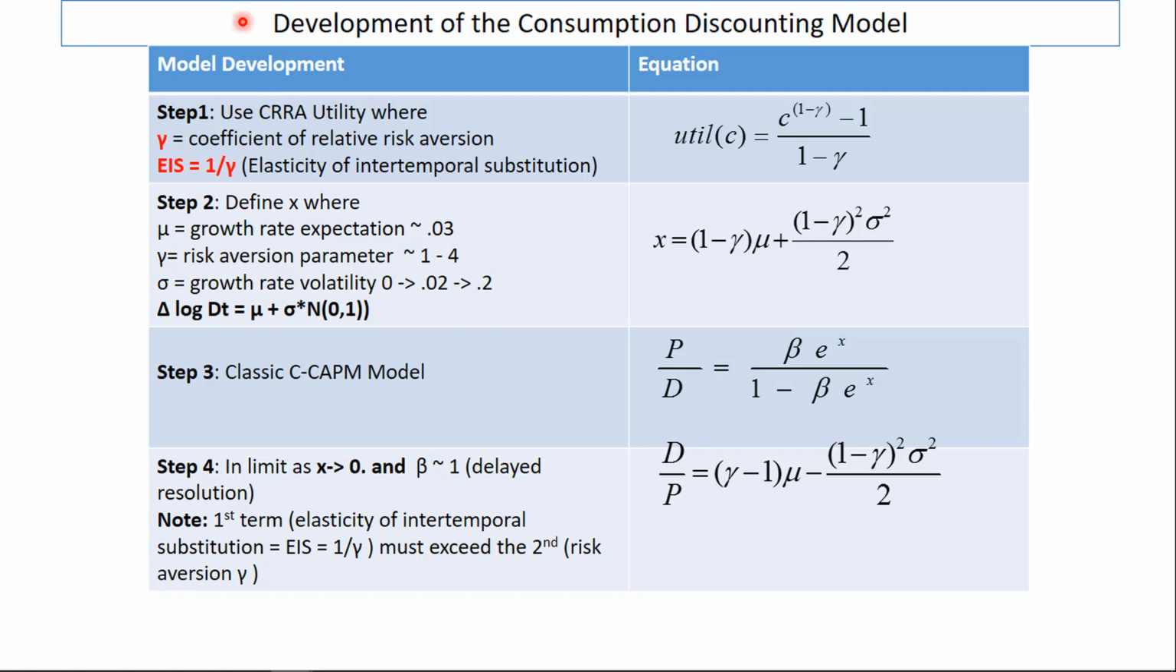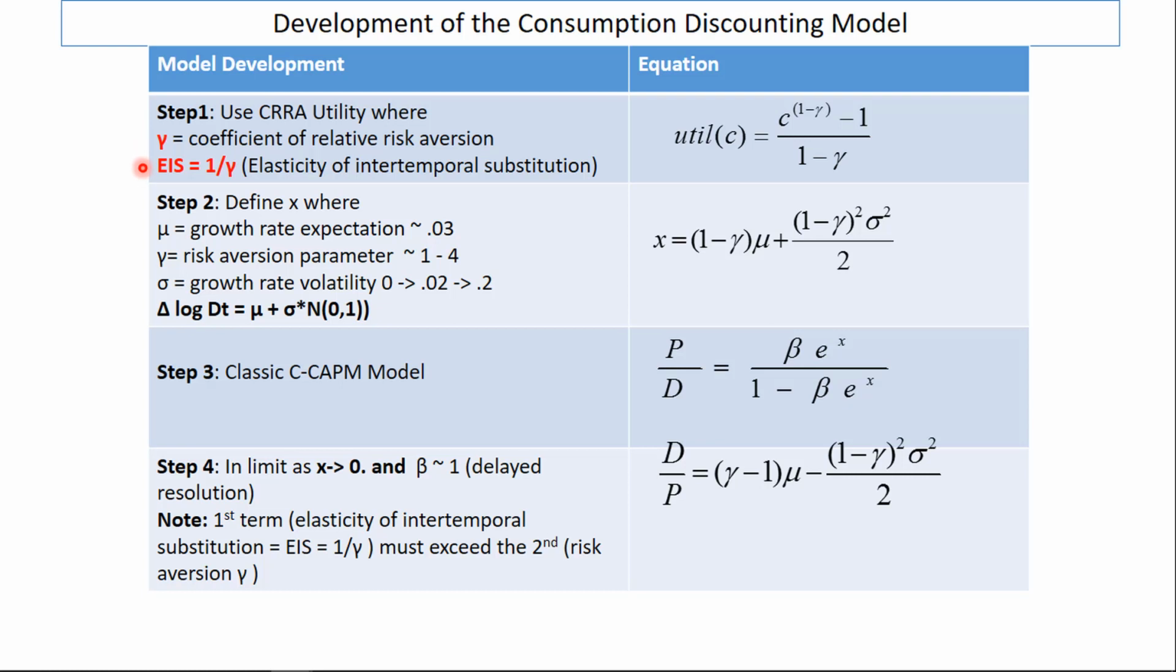So in this slide, we're going to develop the consumption discounting model. In the first step, we're going to assume the relative risk aversion utility function with coefficient of relative risk aversion gamma, that I discussed in the previous slide. It's important at this point to note that gamma is not just risk aversion.